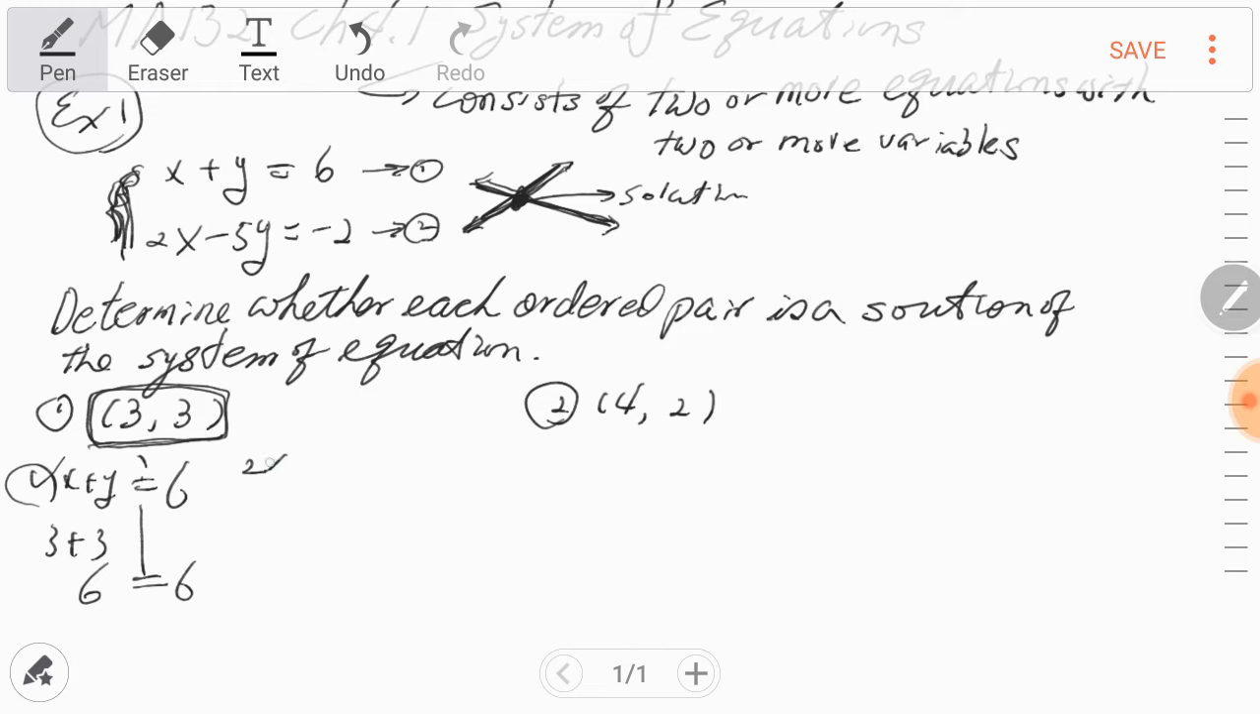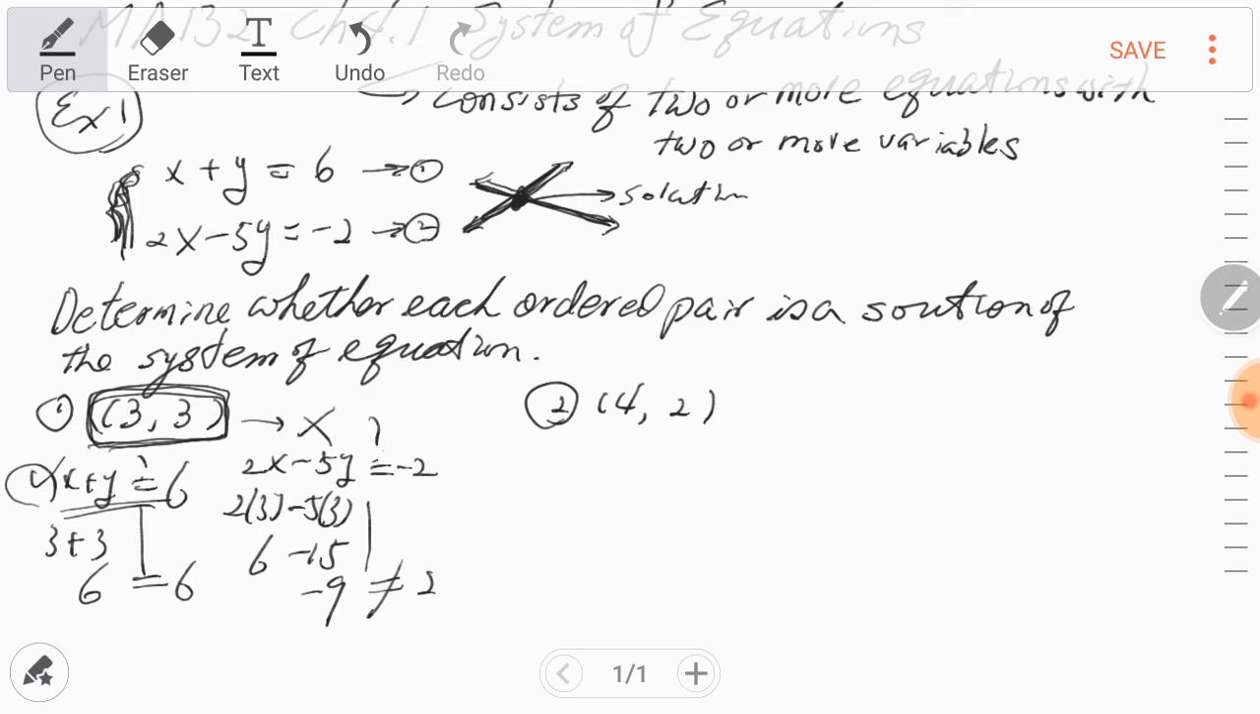How about the second equation? We have to check whether it satisfies the equation. So x equals 3, so 2 times 3 minus 5 times 3. 6 minus 15, so that is negative 9. And negative 9 is not equal to 2. So this point is on the first line, but it is not on the second line. So this ordered pair is not a solution.